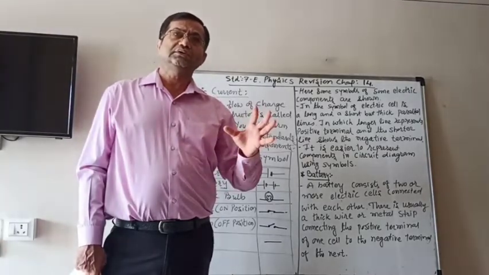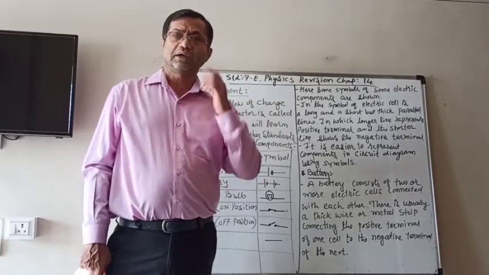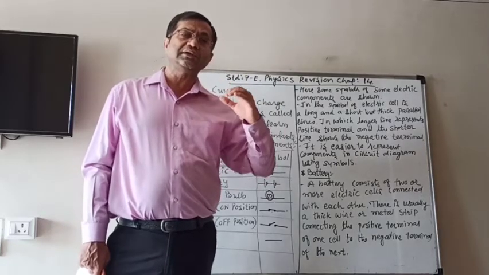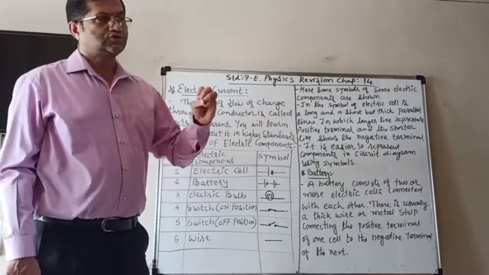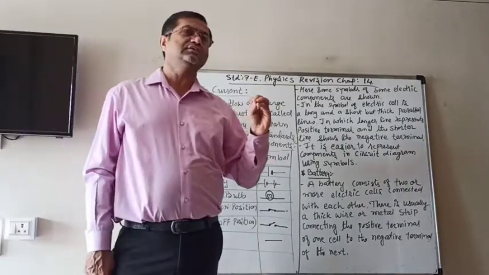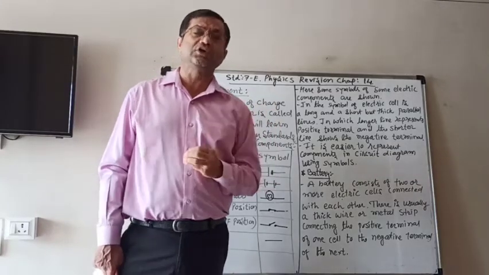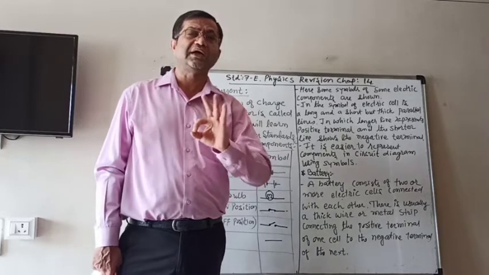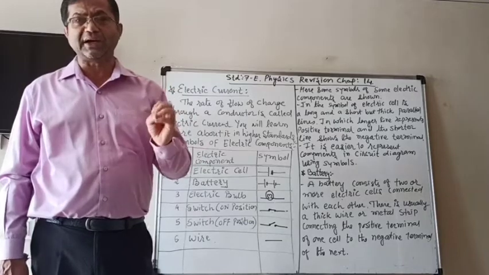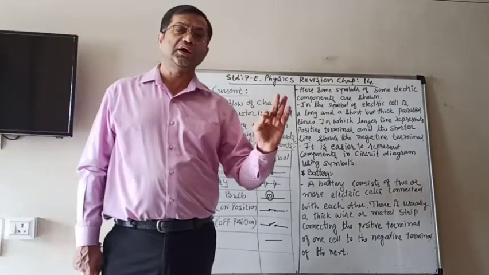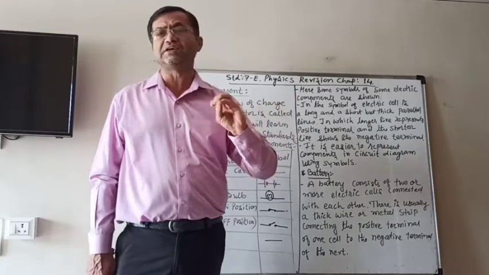But these words are a little higher for you. You will learn about them in higher standards, in detail. So far, you have to remember that the flow of electrons is known as electric current, and it can pass through the conductors. You know about the conductors and insulators.